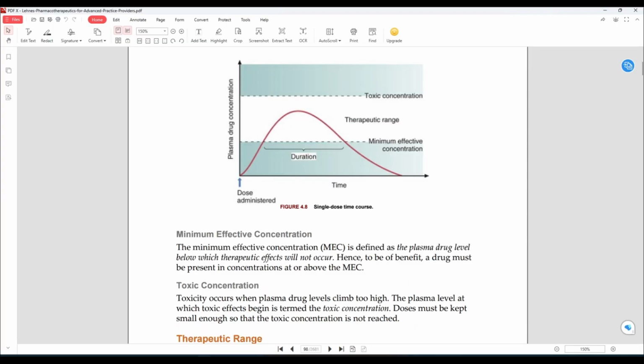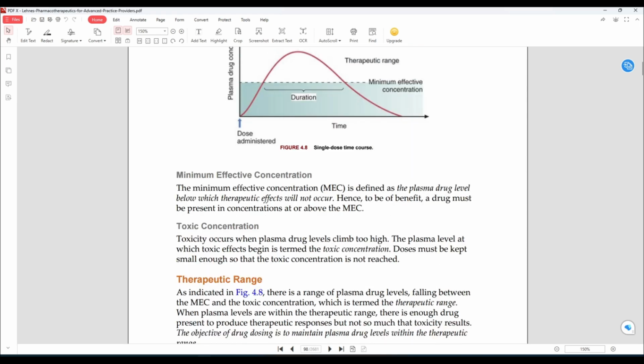Minimum effective concentration. The minimum effective concentration, or MEC, is defined as the plasma drug level below which therapeutic effects will not occur. Hence, to be of benefit, a drug must be present in a concentration at or above the MEC. Toxic concentration. Toxicity occurs when the plasma drug level climbs too high. The plasma level at which toxic effects begin is termed the toxic concentration. Doses must be kept small enough so that the toxic concentration is not reached.